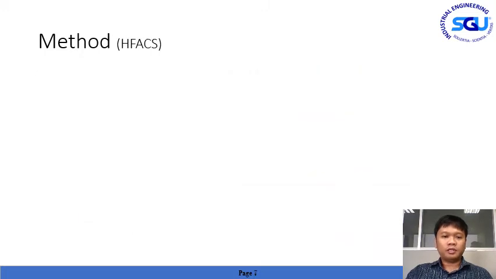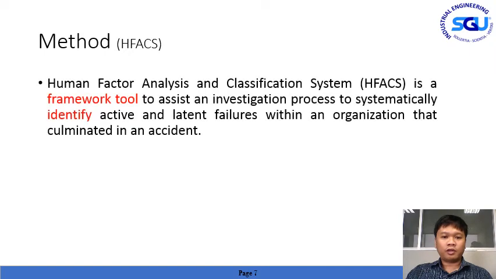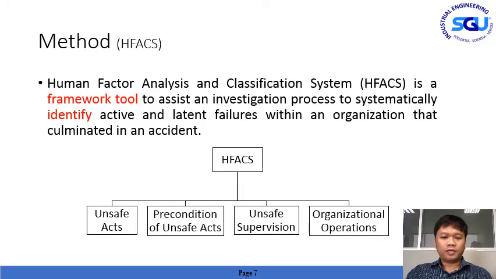The next methodology is HFACS, the Human Factors Analysis and Classification System. It's a framework or tool to investigate or identify the active and latent failures in organizations. HFACS is divided into several levels: the unsafe acts, preconditions of unsafe acts, unsafe supervision, and organizational influences.